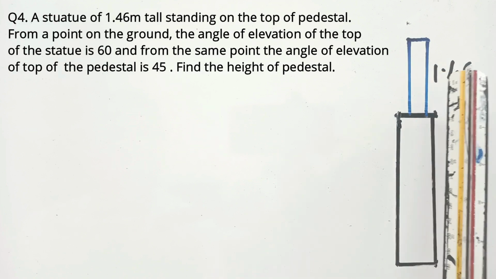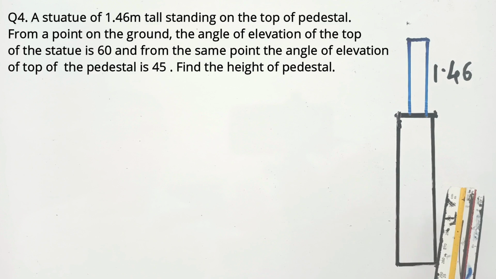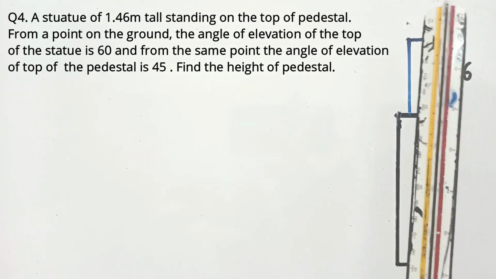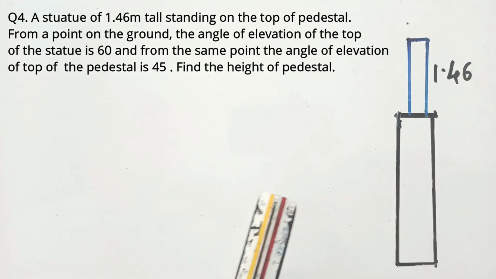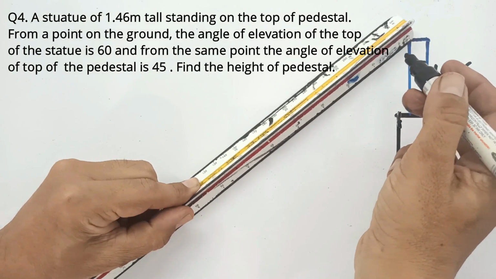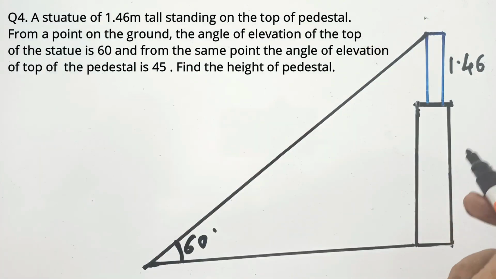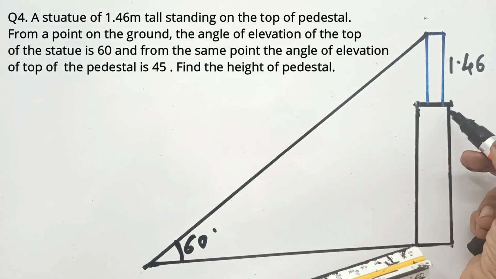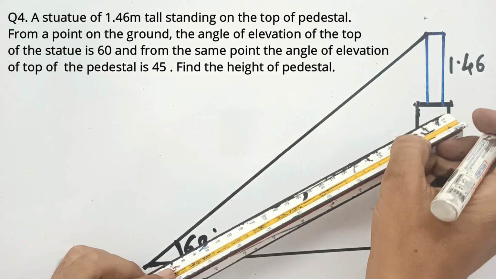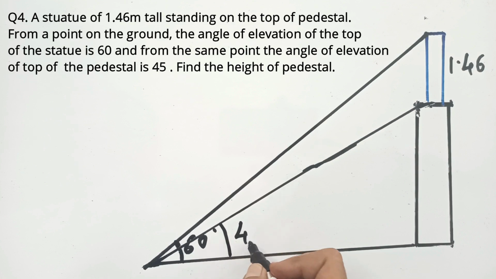Next, question number 4. A statue of length 1.46 meter is situated on the top of a pedestal. The angle of elevation of the top of the statue from a point on the ground is 60 degree. So let us draw the diagram with the question. The angle of elevation of the same point to the top of the pedestal is 45 degree. Then find the height of the pedestal.